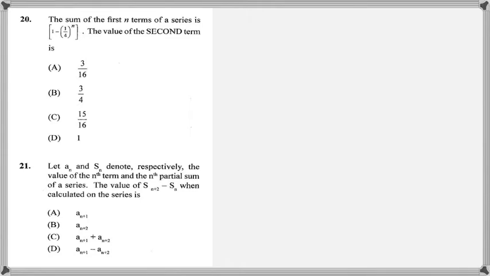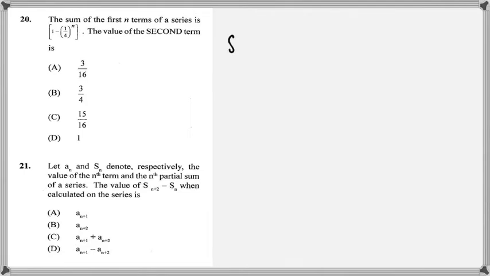In today's video, what we are going to look at is some Module 2 Pure Maths Unit 2 multiple choice questions. Alright, so with that said, let's get straight into the questions. Question 20 says the sum of the first n terms of a series is given by 1 minus a quarter to the power of n. They ask, the value of the second term is which one of these? That's what they're asking us to find.